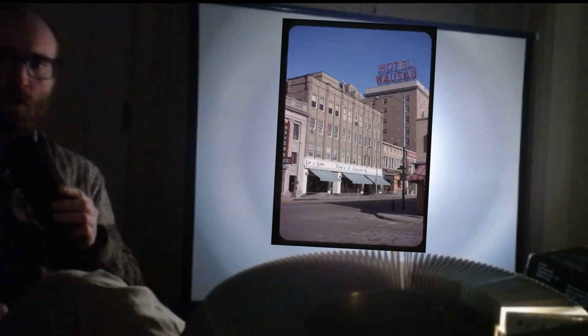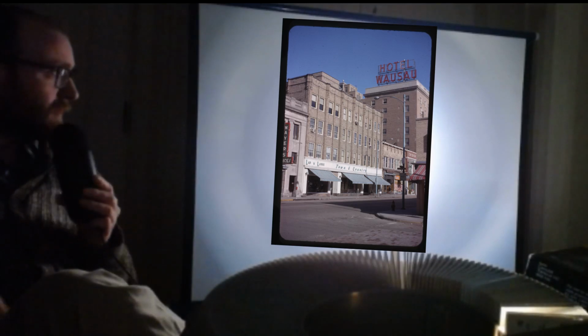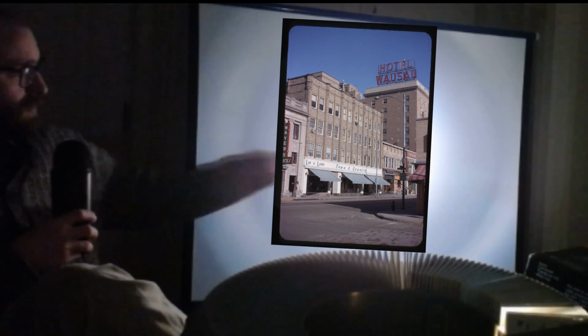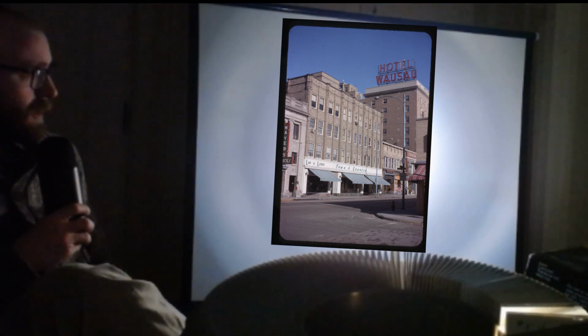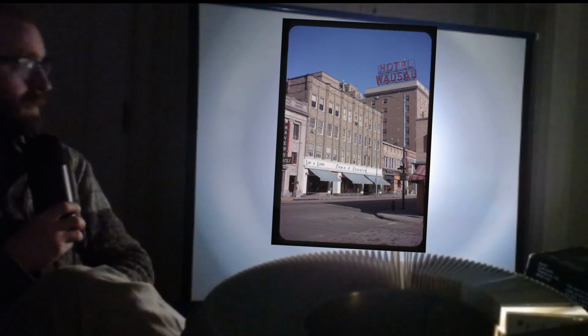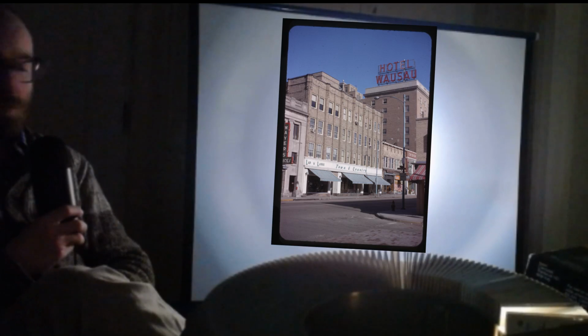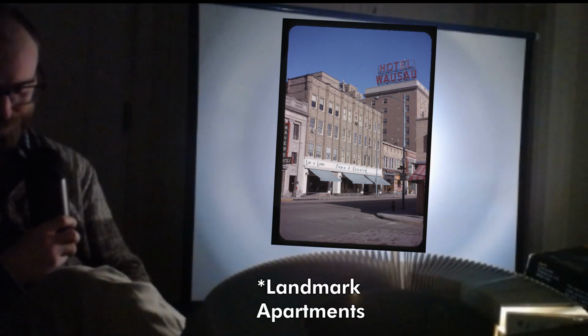And here you can get to see a wider shot from the same series. You can see a bit of Mayor's shoes. They moved from the Mayor Lutz building to the building on the corner. And then, of course, you have the Hotel Wausau, which is a building that is still well familiar. It's now the Landmark Hotel.